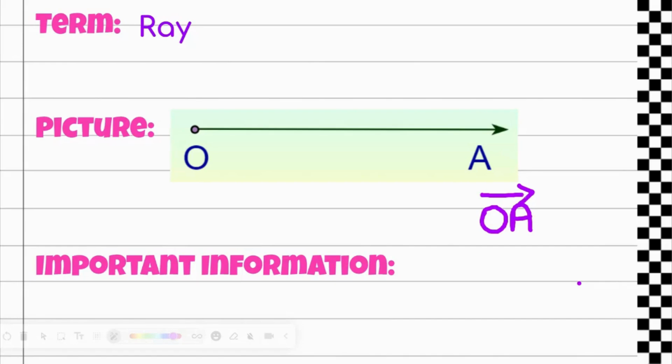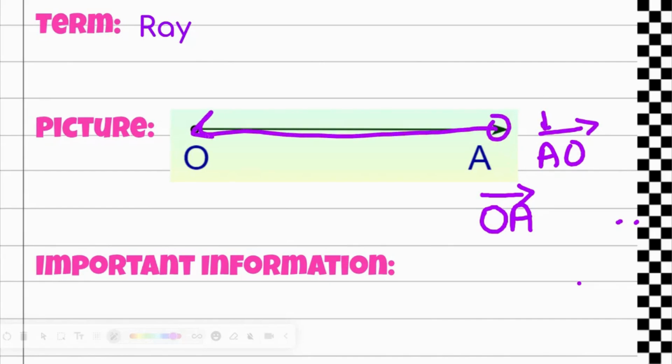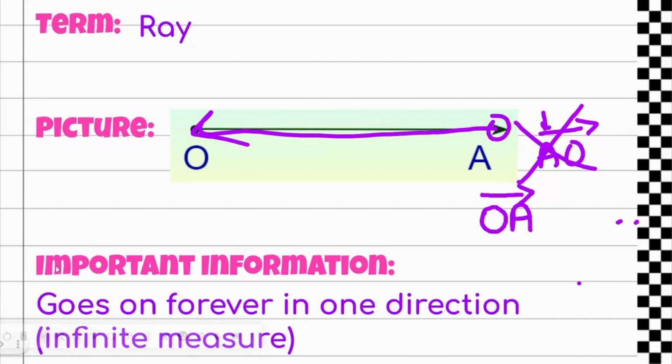You cannot switch the letters in this one and call it AO, because that would mean it starts at A and goes forever towards O, and that's not what's going on here. So you cannot call it AO. You have to only call it OA. And the important information to remember about this is that it goes on forever in one direction with infinite measure. So you also cannot truly measure a ray.